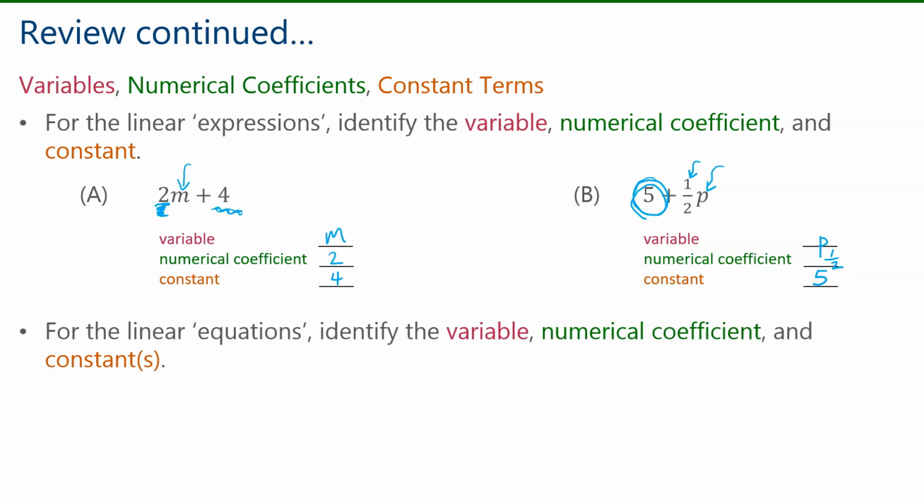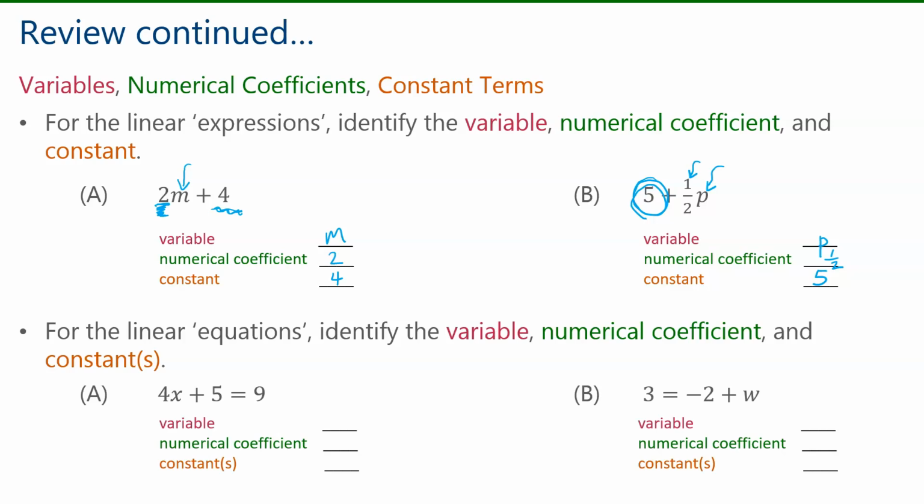Now we're going to do the same type of thing for a couple of linear equations. For 4x plus 5 equals 9, our variable is x. The number coming in front of our variable, directly in front, is a 4. So that's our numerical coefficient. And this time we have a couple of constant terms. We have a 5 and we have a 9.